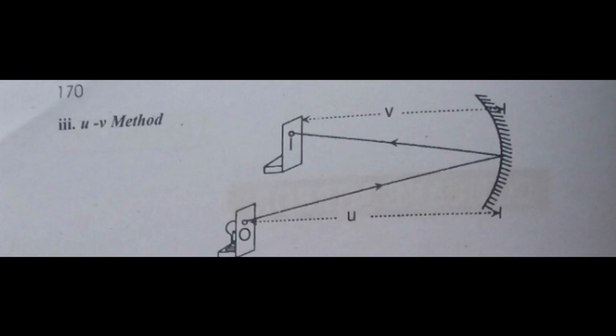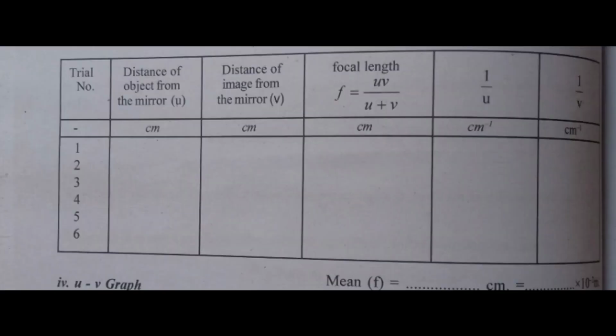Whenever you are writing the theory, it is important to draw the ray diagram. So this is for the UV method, and here you have to mark U and V, and we have to put the arrow marks on these rays. Okay. Now we can go to the calculation part.